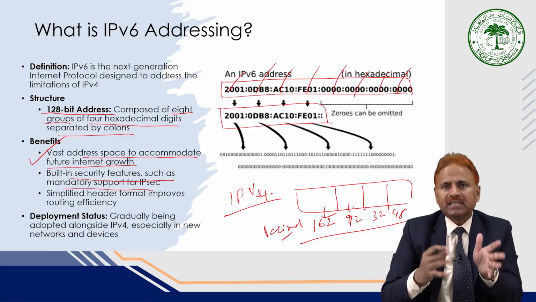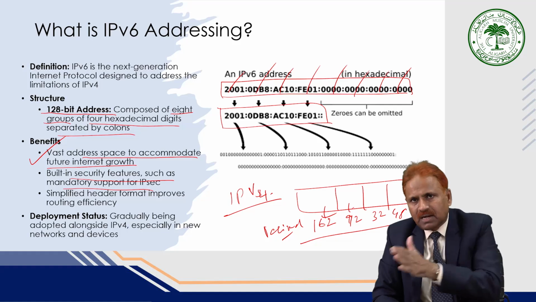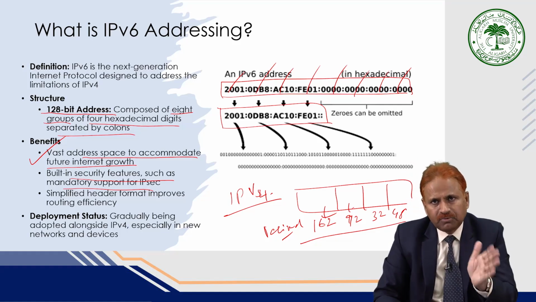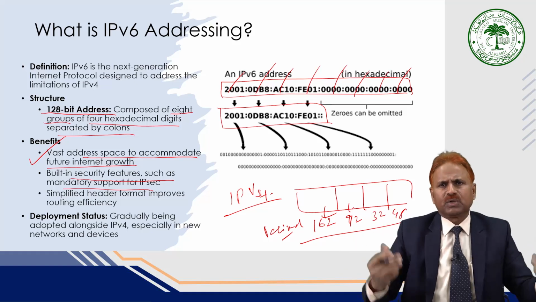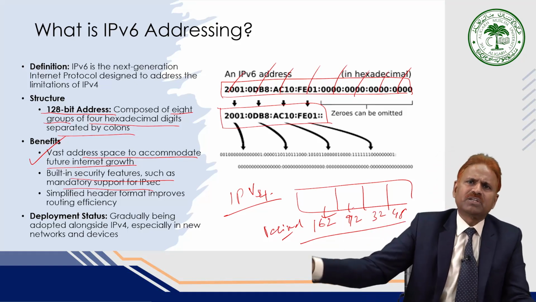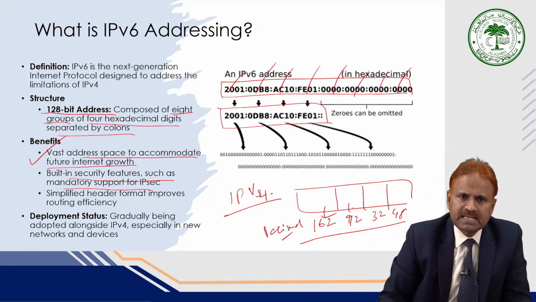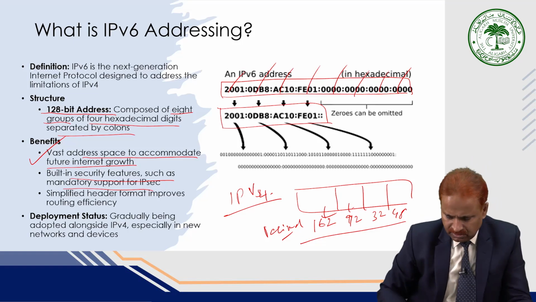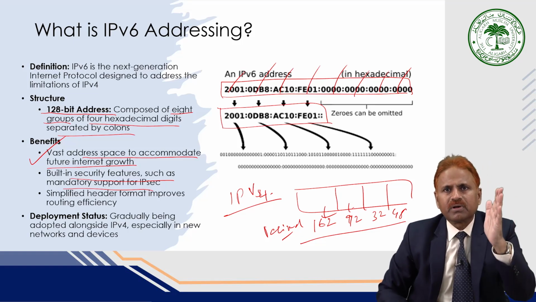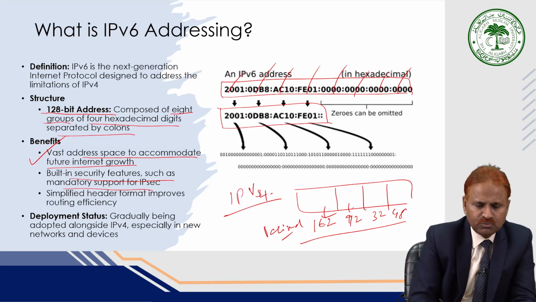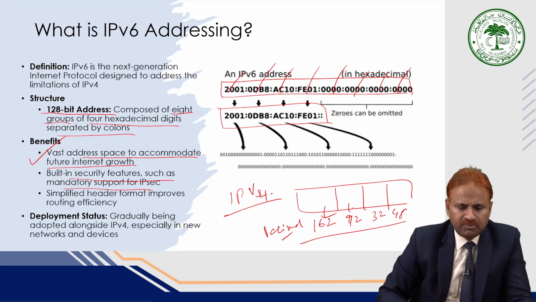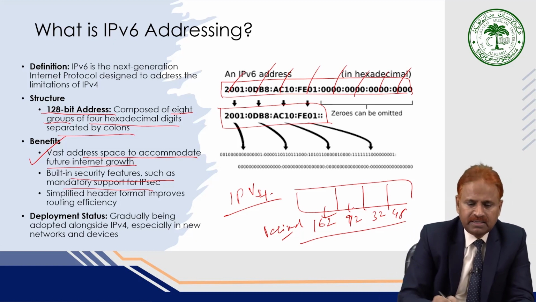And right now we are in the process of transitioning from IP version 4 to IP version 6. So still you will find that many networks are using IP version 4. Nowadays many networks are using IP version 6 as well, and they can seamlessly communicate with each other with the help of gateways and routers. You just see here, it is gradually being adopted alongside IP version 4, especially in new networks and devices.